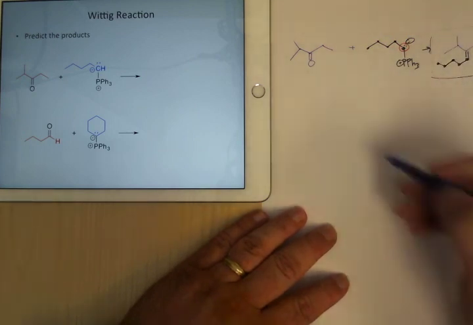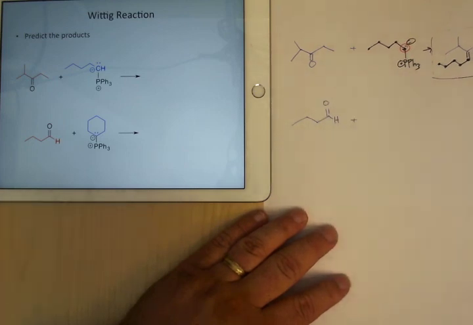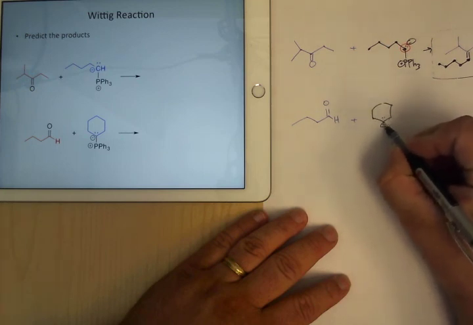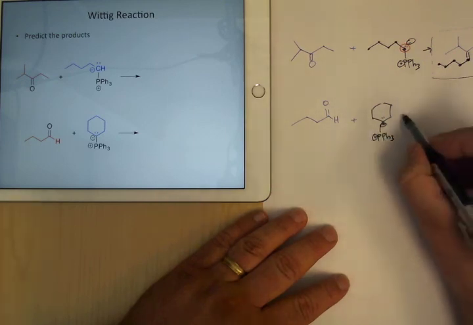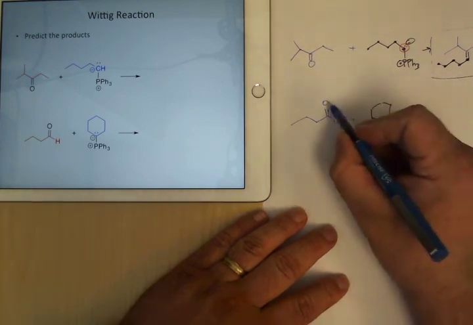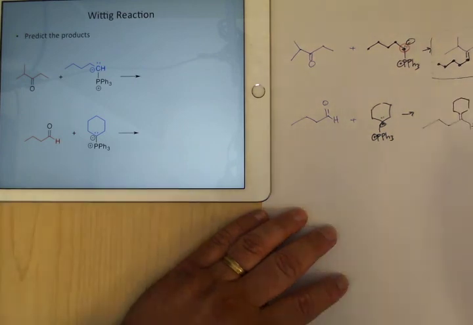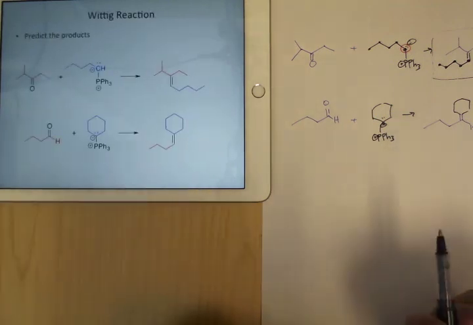Okay. So for this one here, it also works for aldehydes, right? Plus triphenylphosphine, so like that. So this carbon here is going to directly replace that oxygen. The double bond remains, and all these other carbons come along for the ride. So the triphenylphosphine oxide goes away, and this is what you form here.